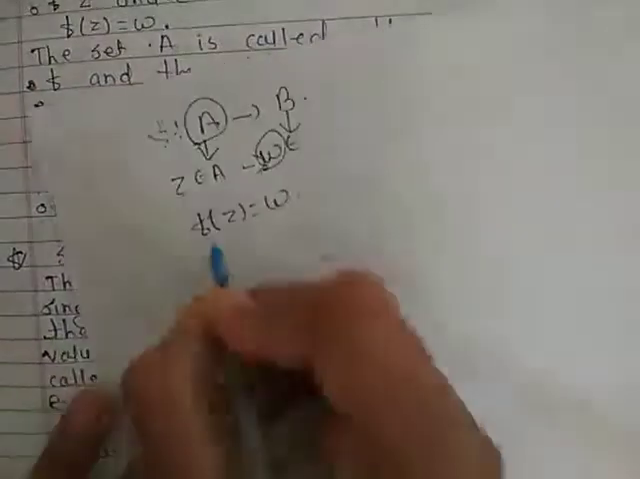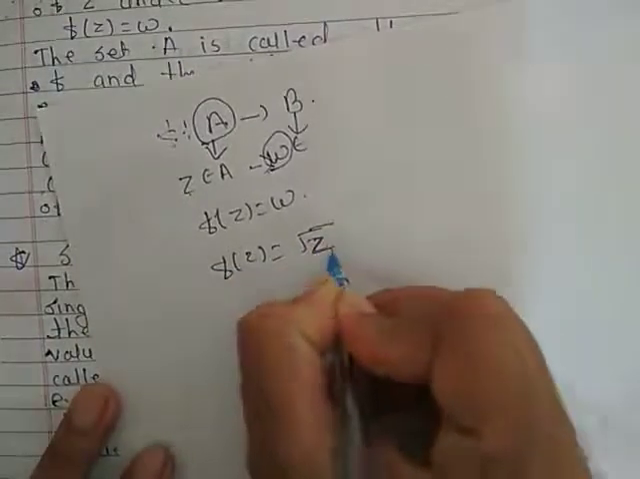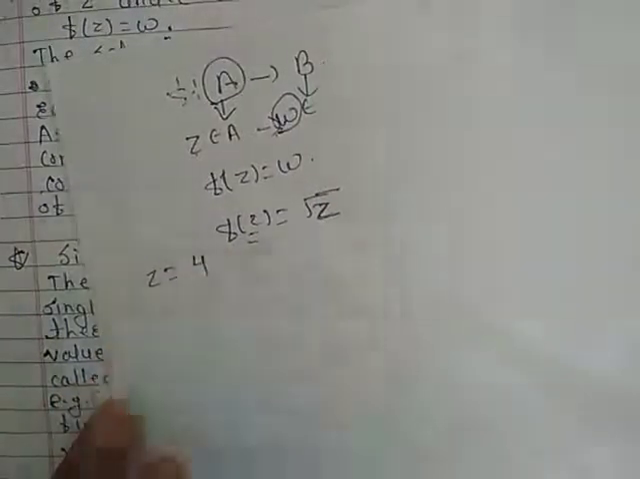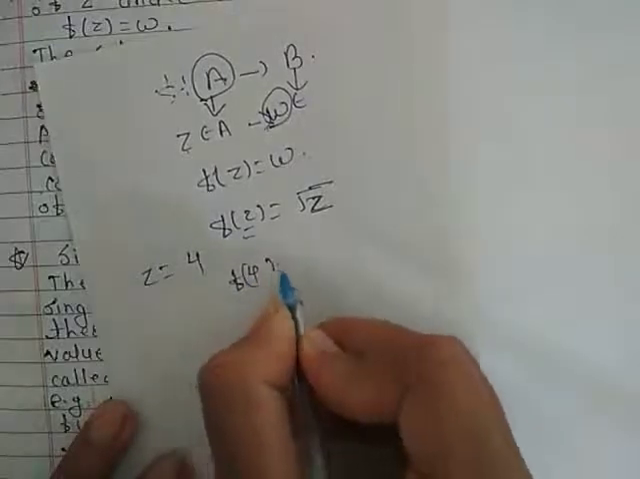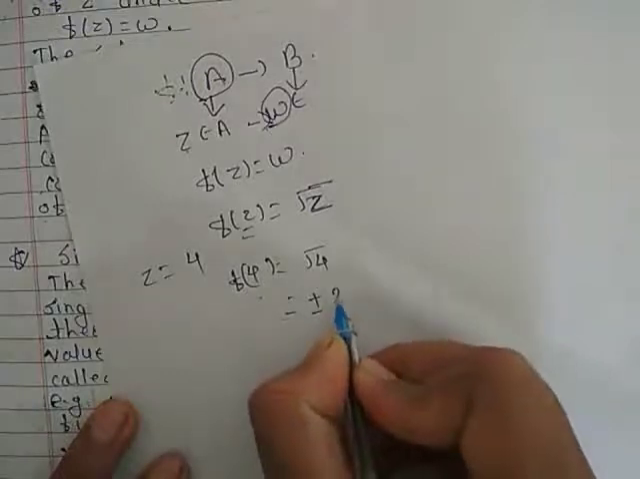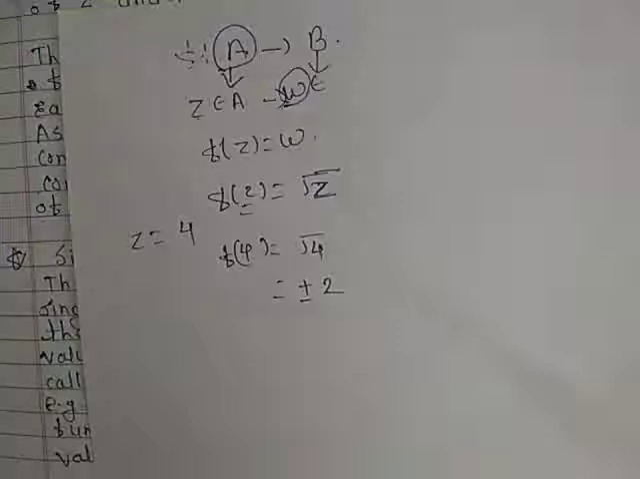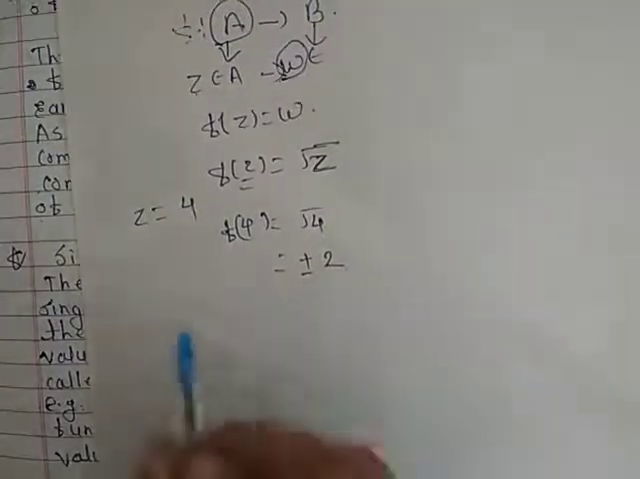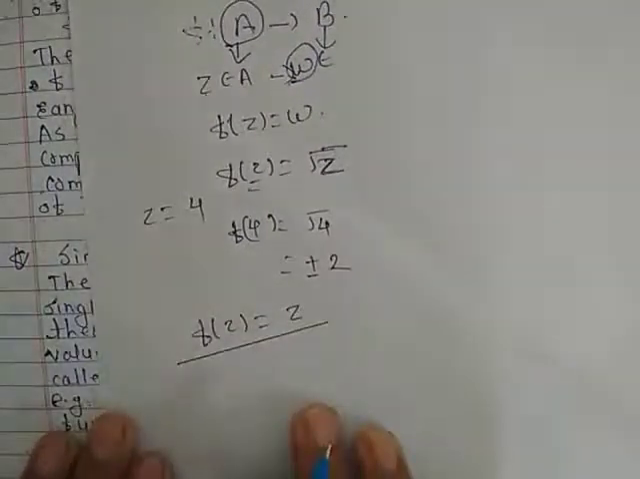See students, why is f of z equals root of z a multiple valued function? Because if you take z equals 4 here, you will get f of 4 equals root of 4, and we know that root of 4 is plus or minus 2. Therefore, it is a multiple valued function, and f of z equals z is a single valued function.